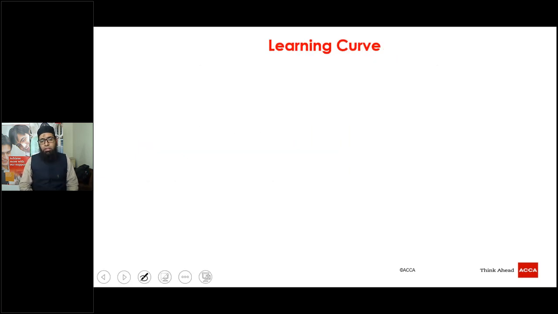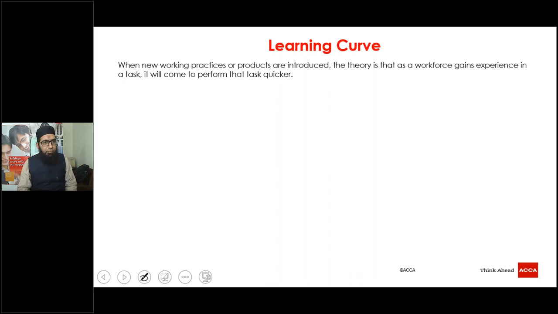Now let's come to some numerical aspect of budgeting. And there's only one numerical, quantitative, calculative aspect in the budgeting that I will discuss over here, which will be the learning curve. Okay? So what is the theory of learning curve?